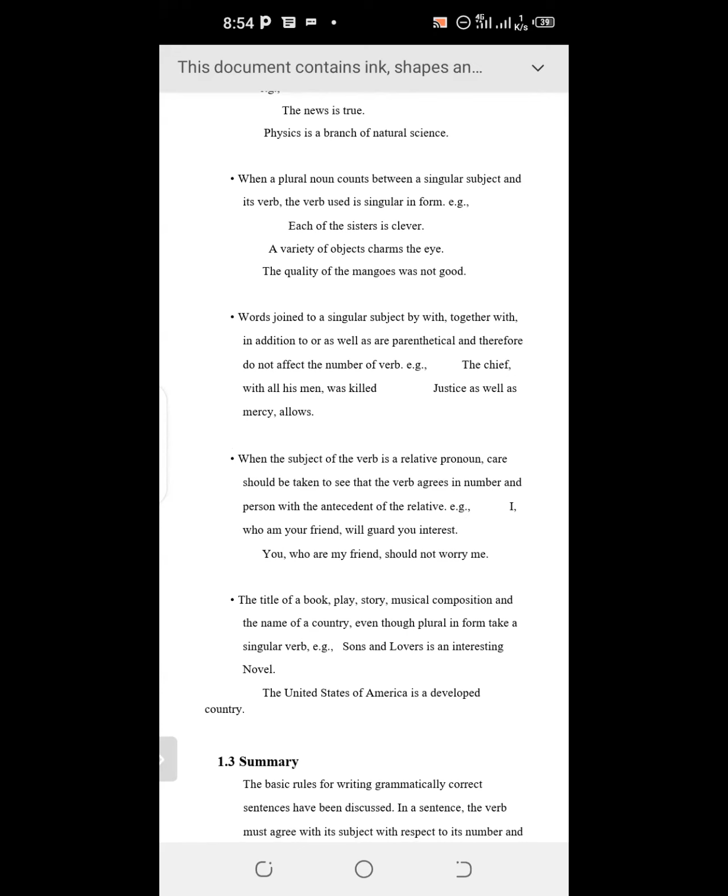So here you see, each of the sisters is clever. So this is a very important and very confusing point. I said that the subject agrees with the verb, and the verb must be used according to the subject. If the subject is singular, the verb needs to be singular. If the subject is plural, the verb needs to be plural.